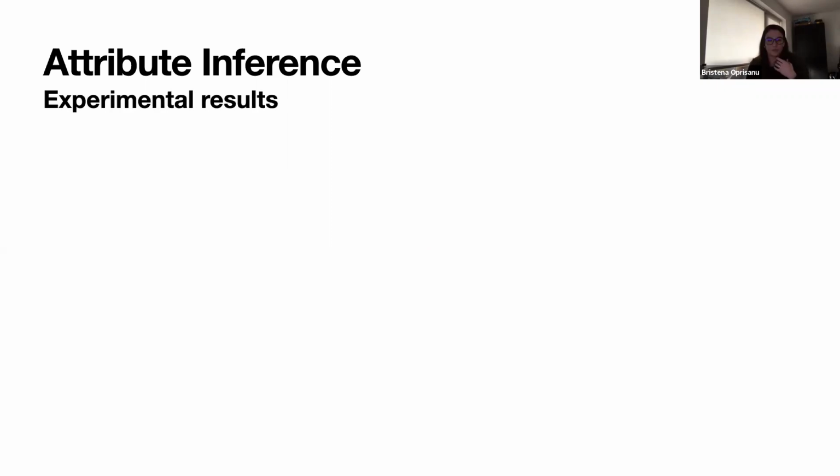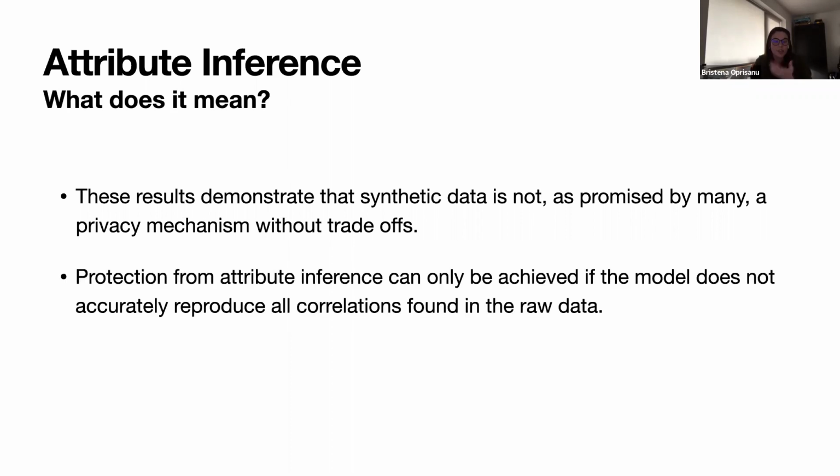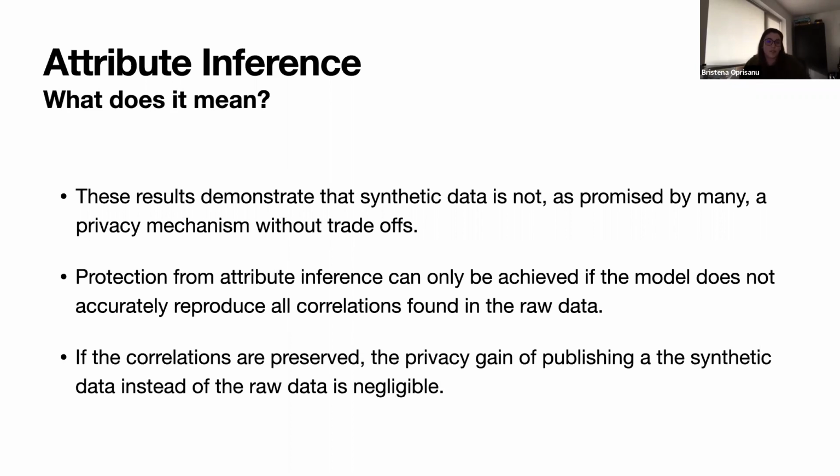So we think that these results demonstrate that synthetic data is not, as promised by many, a privacy mechanism without any trade-offs. Protection from attribute inference can only be achieved if the model does not accurately reproduce all correlations found in the raw data. And if these correlations are preserved, the privacy gain of publishing the synthetic data instead of the raw data is negligible. And you might think, but this is what we want for synthetic data. We want it to have the same utility that you'd get from the raw data. So maybe we actually want attribute inference, but at the same time, we also have to think about the privacy risk that might occur when releasing those synthetic data sets.